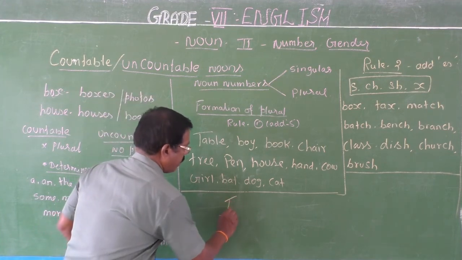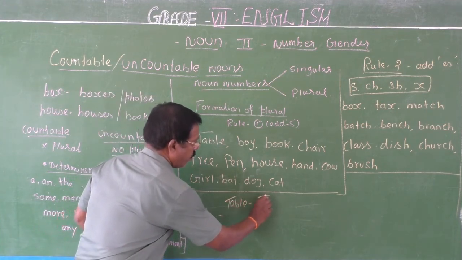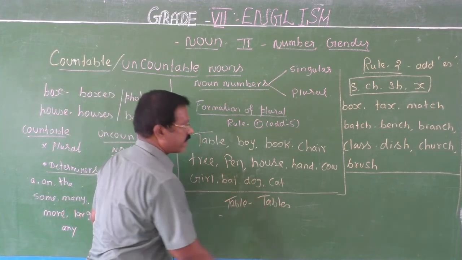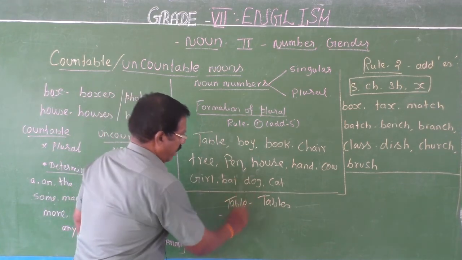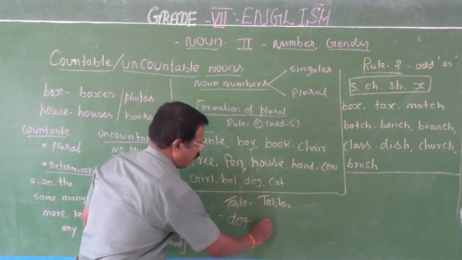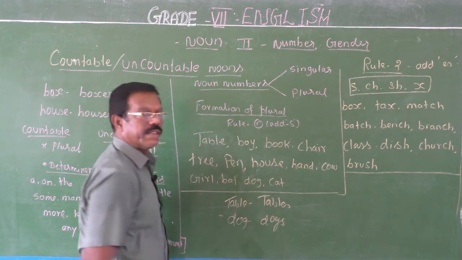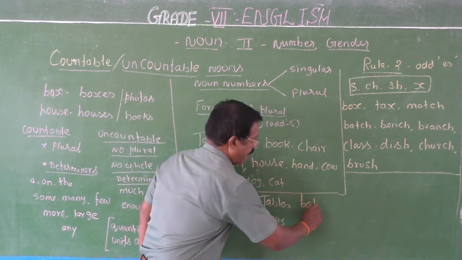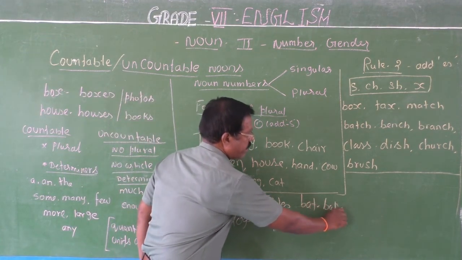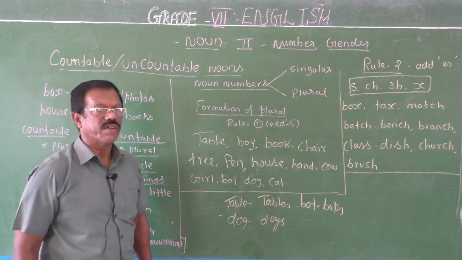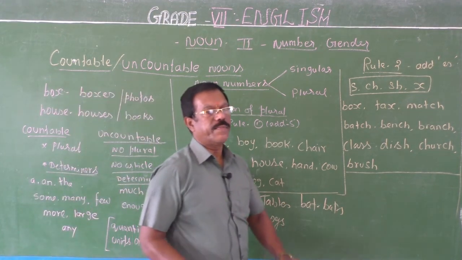Table, plural form, tables, that's all. Dog, dogs. Bat, bats. That's all. If you add S to the singular, then you will get plurals.